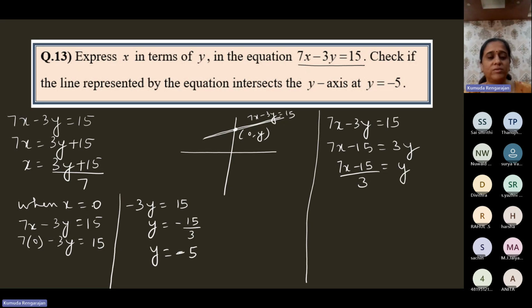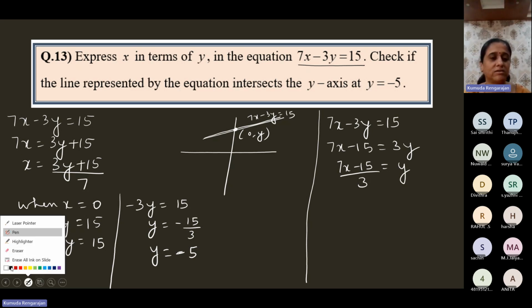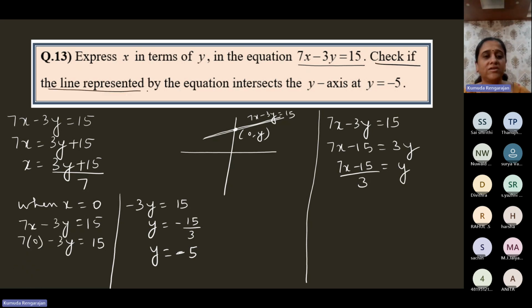And if the point is given by the address (0, minus 5), that means that's the point where the graph intersects the y-axis, because only on the y-axis will the address of the points be of the form (0, y). If x is 0, that means the point lies on the y-axis. So when x is 0, y is minus 5. That's what we are asked to check.